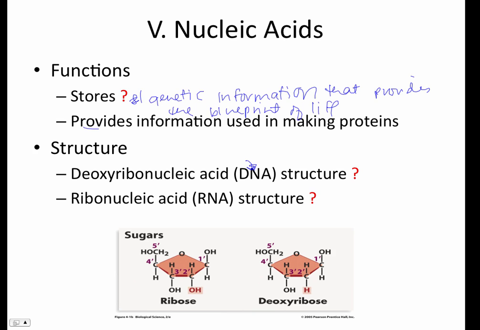Now, it also provides information used for making proteins. That's the specific role of your DNA. So there's 2 different types of nucleic acid categories we have. We have DNA and RNA, and that stands for deoxyribonucleic acid and ribonucleic acid. And both of these are named after the sugar used to produce the nucleic acid.